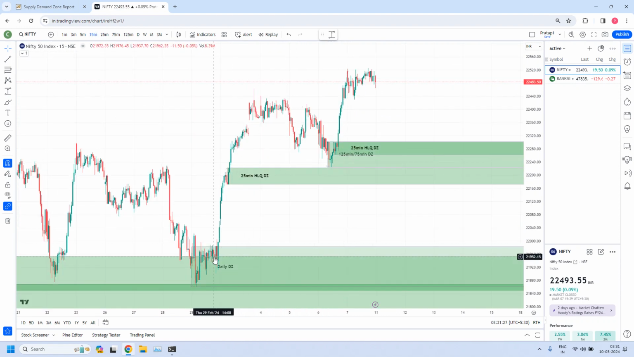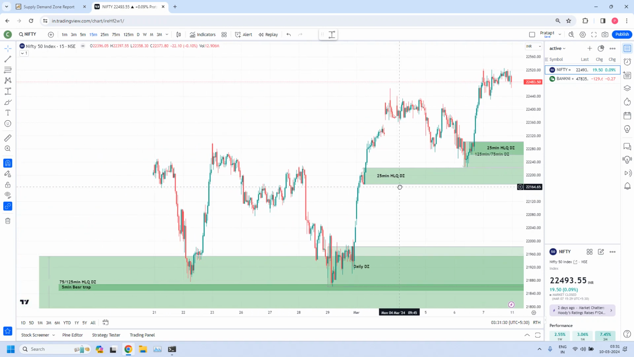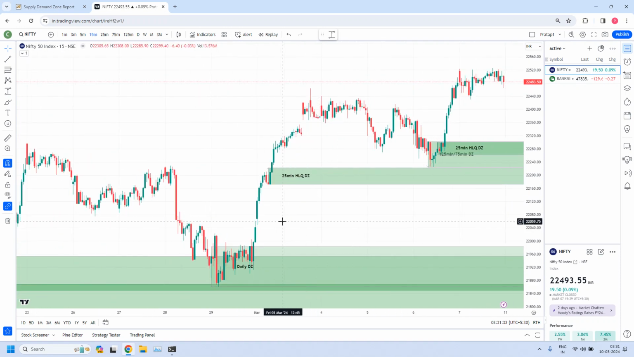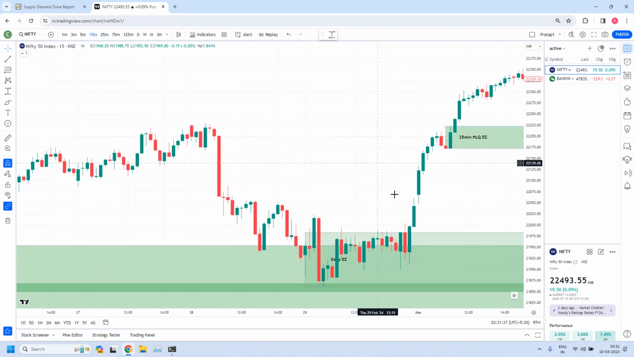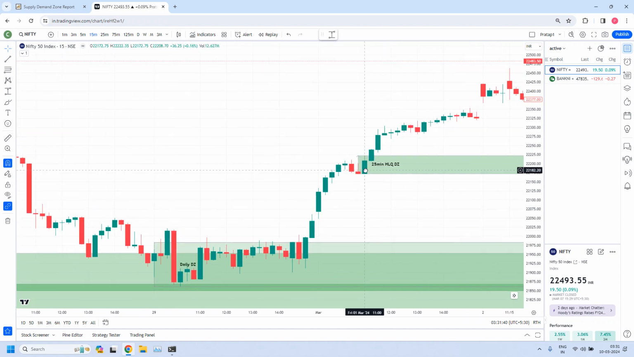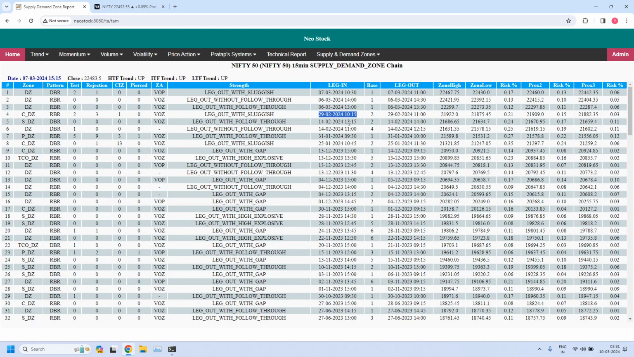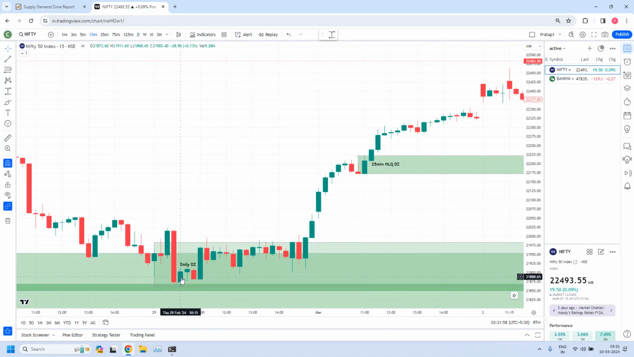February. So within this newly created daily demand zone, there is a 15 minutes high liquidity zone. So this is the 29th February at 10:15. Let me check. 29th February, 10:15, 2 base candles. Okay, this is considered as a leg candle. These 2 are the base candles and a rally candle.